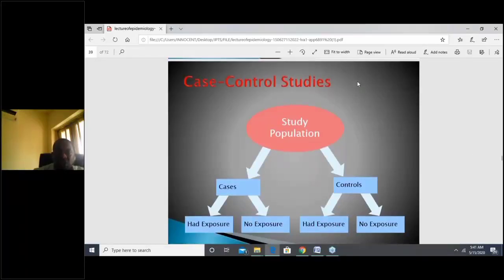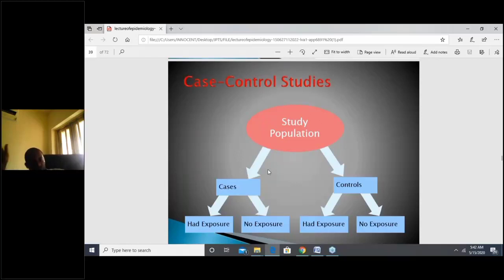So if you want to look at a case control study, you look at your study population. Let's assume your study population is 200. Then you are going to separate that study population into two. The first population, you call them the case people. Now, remember, before you call them case, they must have had the impact of the disease in question.